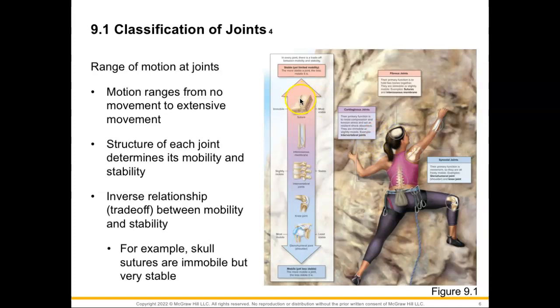And we have this range over here for you in order to see some of the joints that are very immovable and stable, whereas at the opposite end we see that we have the most movable types of joints that are the least stable.